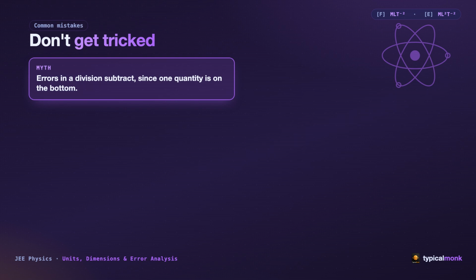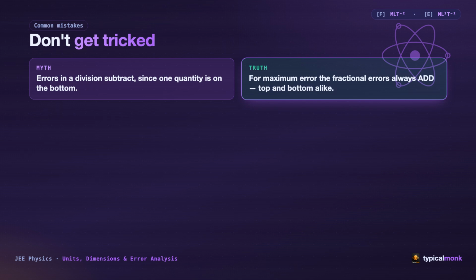Now let me save you some marks. 2 myths that trap thousands of students every year. Myth 1. Errors in a division subtract because one quantity sits on the bottom. It feels so natural. Surely dividing cancels some error? But here is the truth. For the maximum error, the fractional errors always add, top and bottom alike. Division never reduces uncertainty, it only combines it.